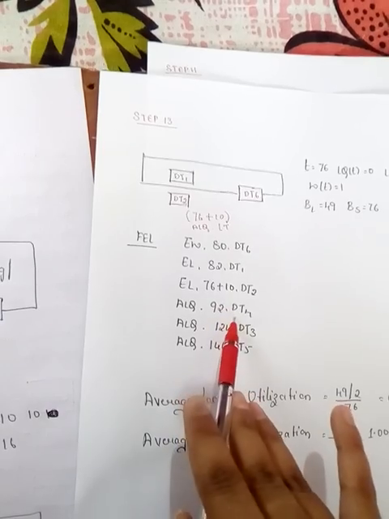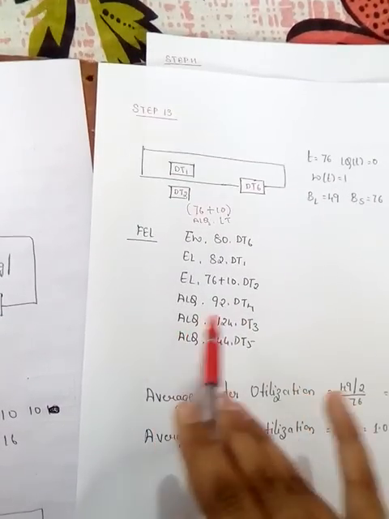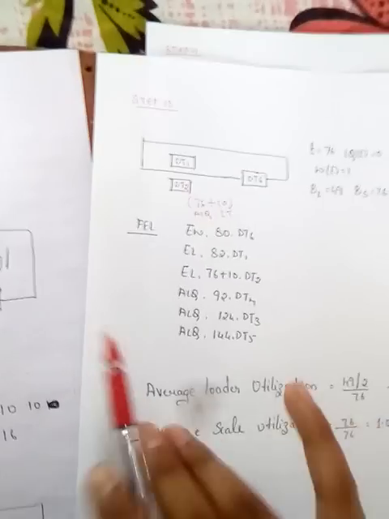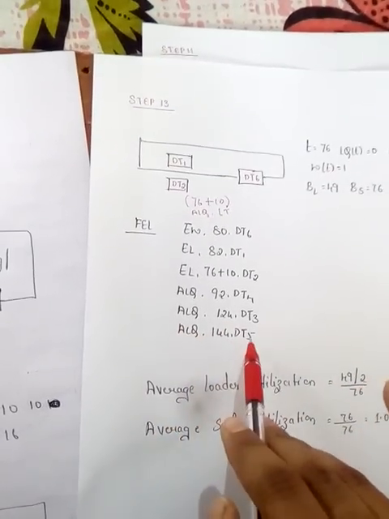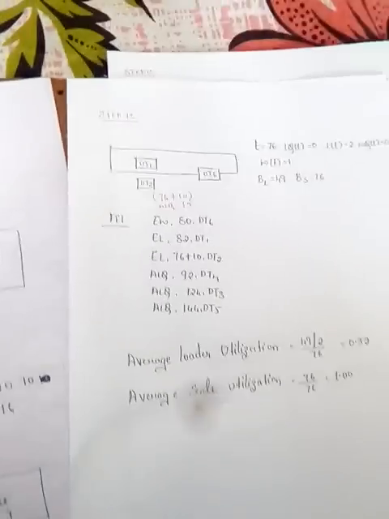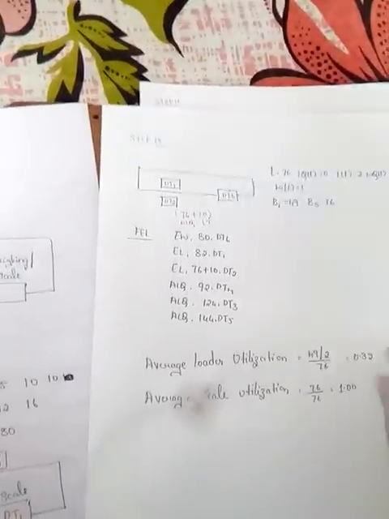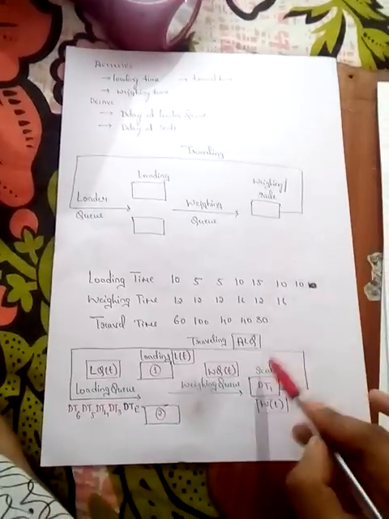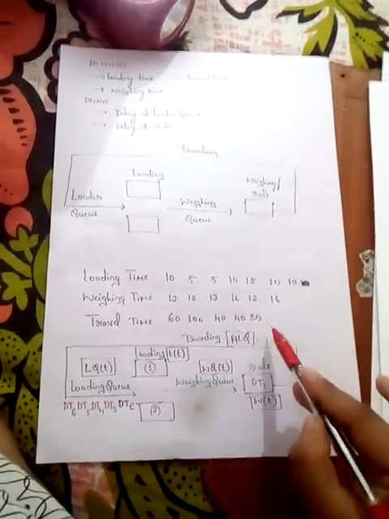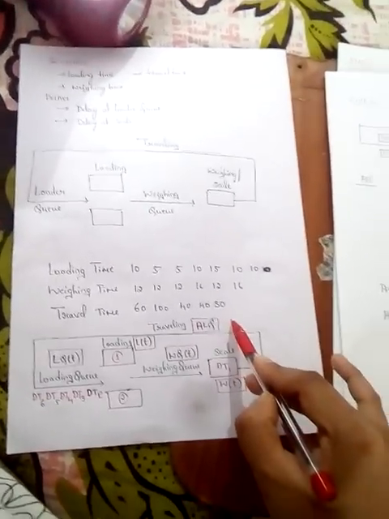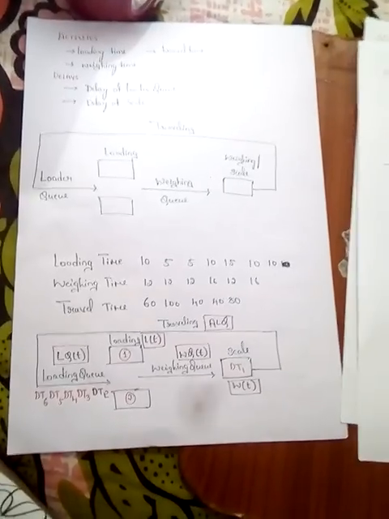Then ALQ comma 92 comma DT4. ALQ comma 124 comma DT3. ALQ comma 144 comma DT5. Now all the timing values have been completed: the loading time, weighing time and travel time. All the process has been completed for your dump truck problem.